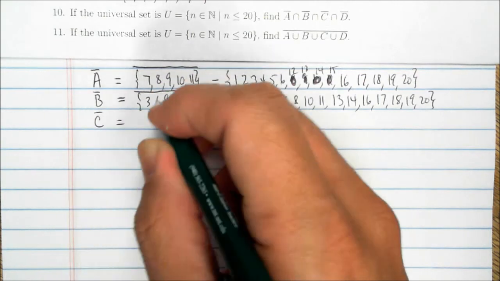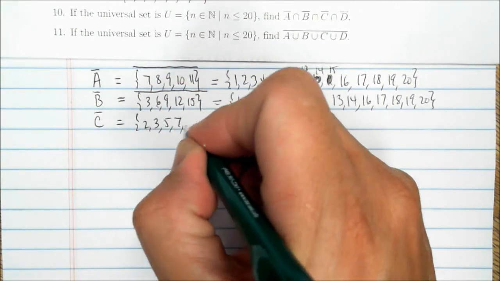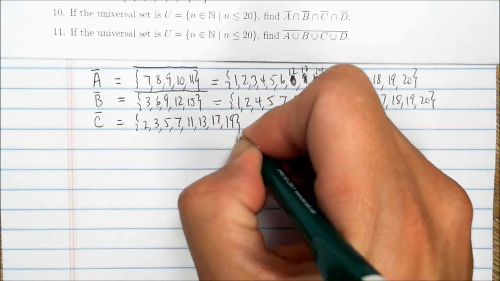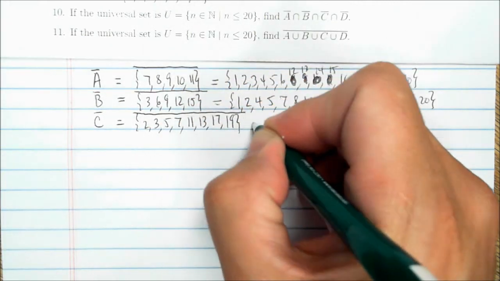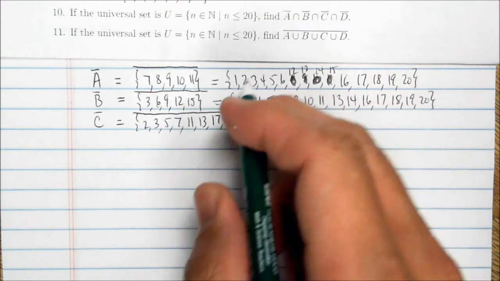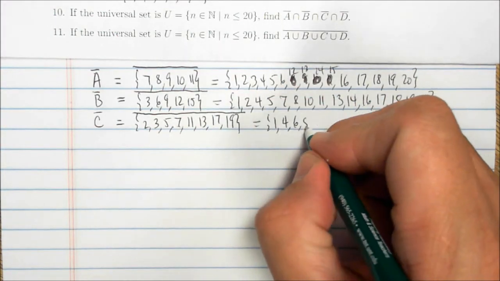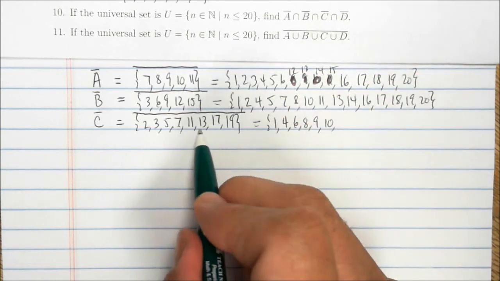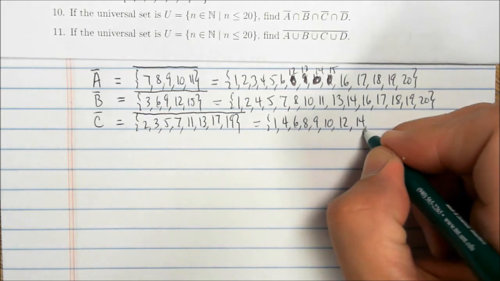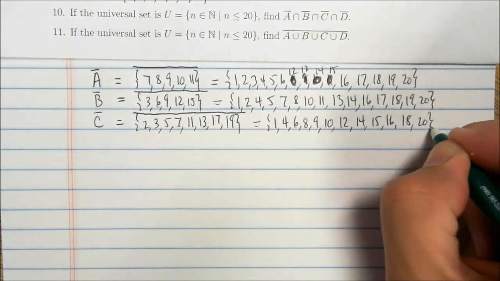C complement. Now C were all the prime numbers up to 20. And so the complement will be 1 and then all the composite numbers: 4, 6, then everything between 7 and 11, so 8, 9, 10, 12, then between 13 and 17 we have 14, 15, 16, and then 18 and 20.